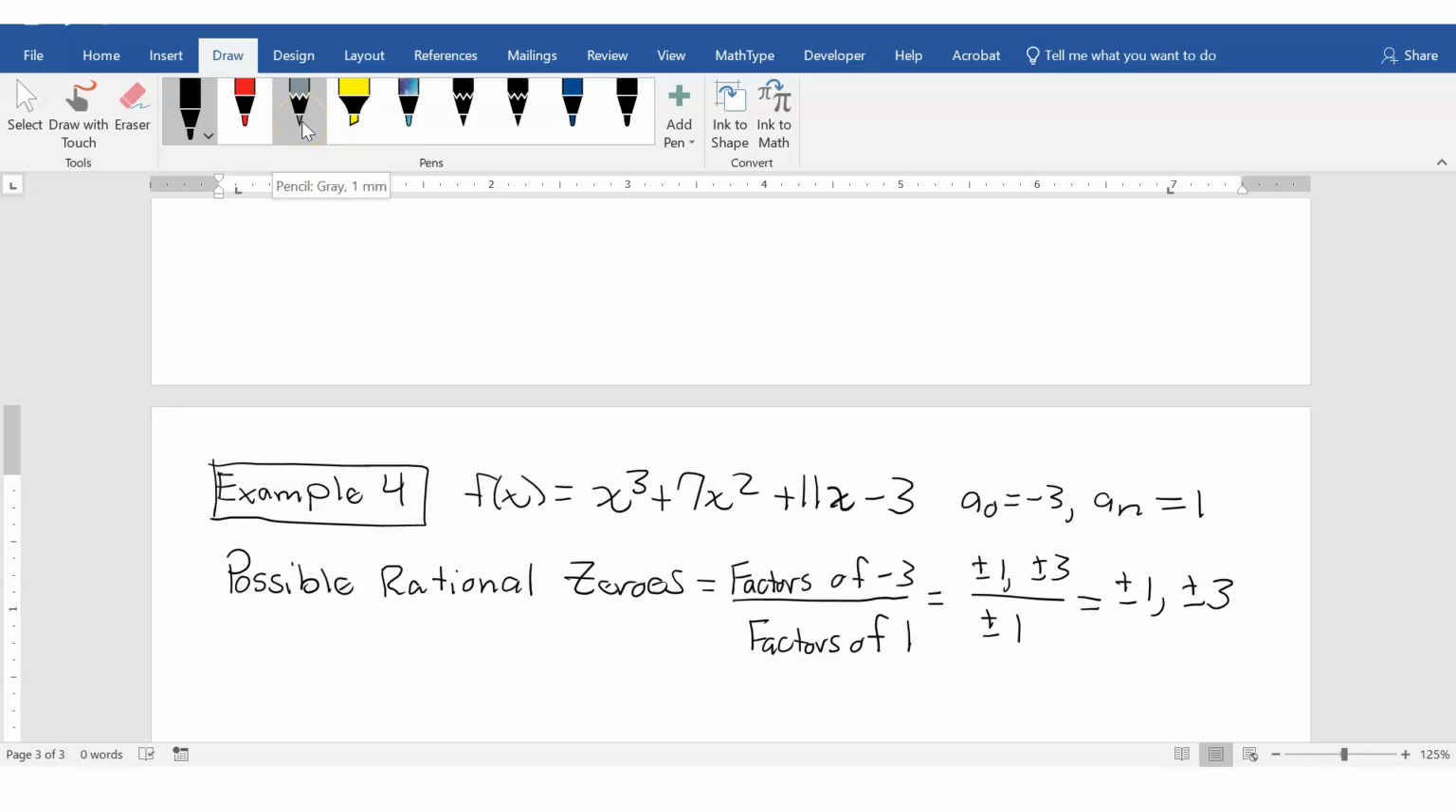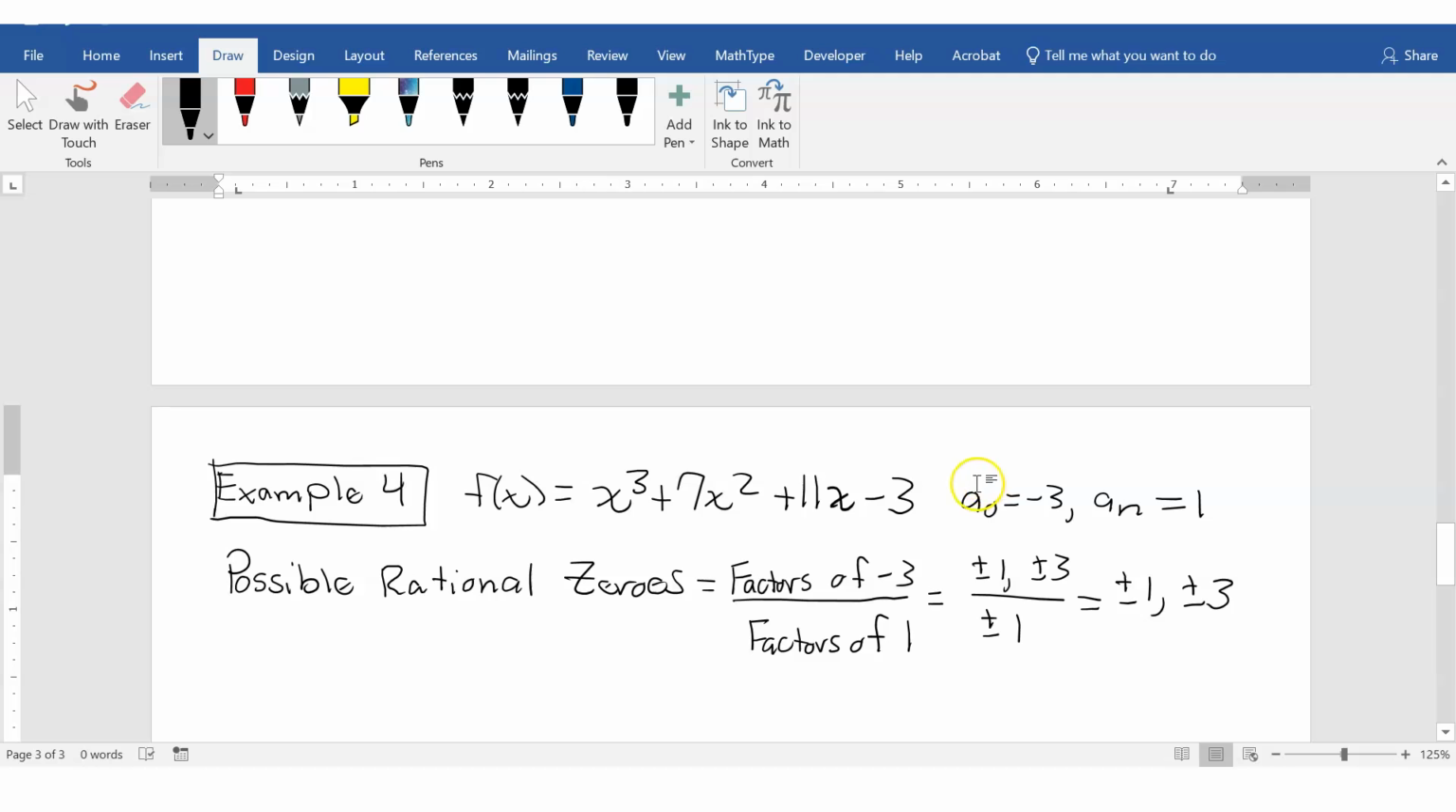Let's look at example 4 on page 398 of the textbook. So they've given us another third degree polynomial, f of x equals x cubed plus 7x squared plus 11x minus 3. Now again, you always want to see if you can factor the polynomial. If we pulled out a factor of x squared, we get x squared times x plus 7, but that's not going to allow us to factor this term. So again, we're going to have to fall back on our long division technique and identify possible rational zeros.